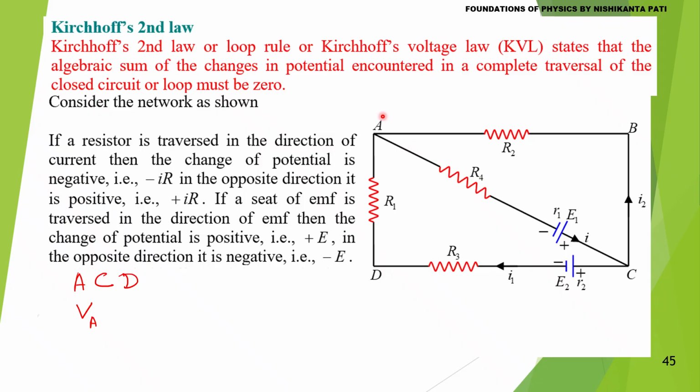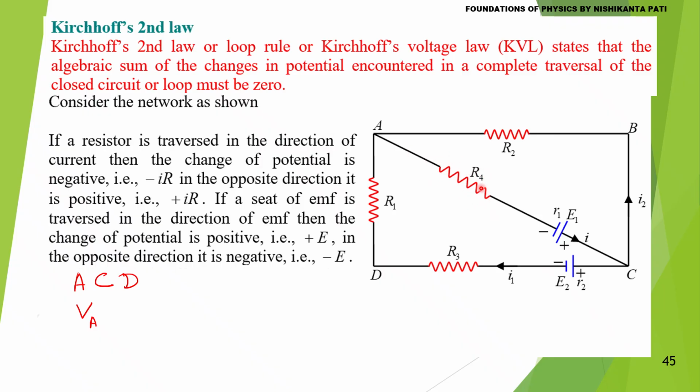So we are at A, our potential is VA. Now let us move the path ACD. So when we move this way, our potential remains constant at VA. Then when we reach here, our potential is not VA. So what is the potential now? This is the initial potential VA. This is the final potential we need. Final potential is initial plus change.